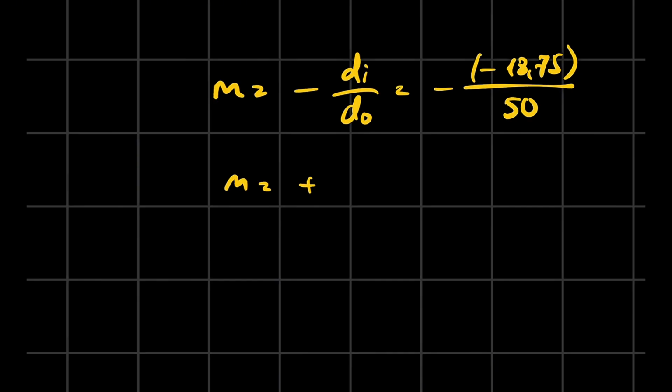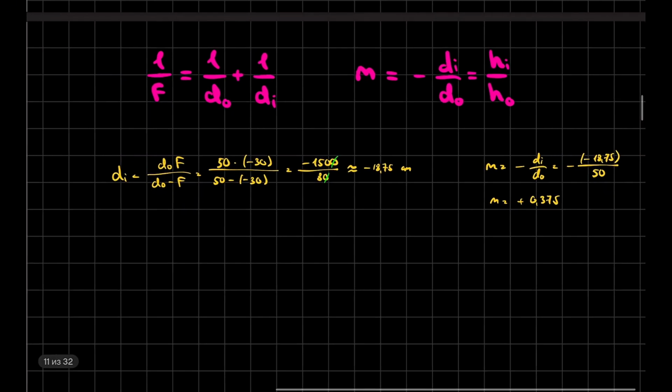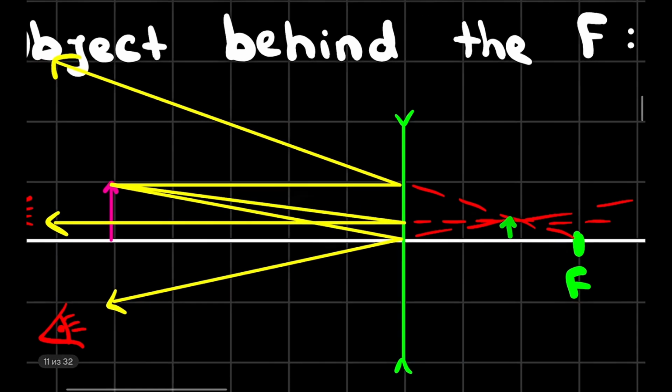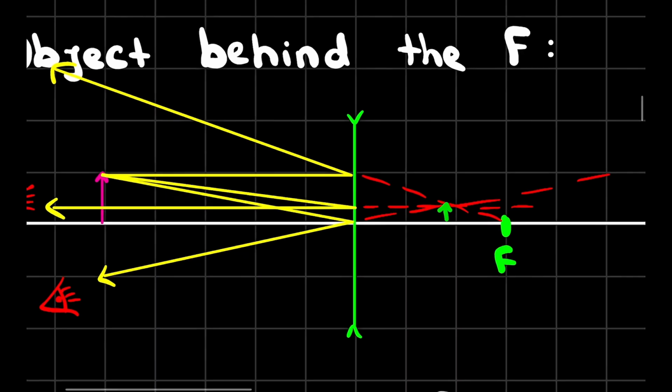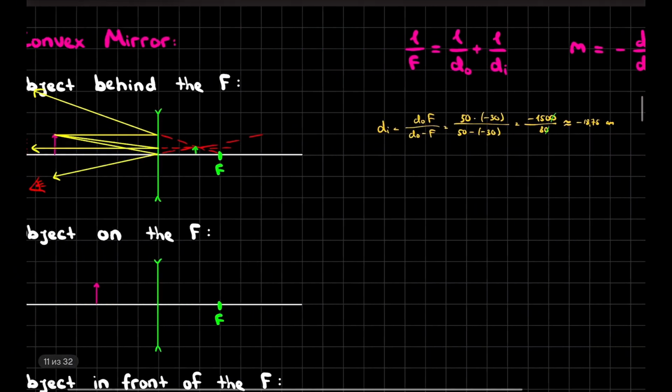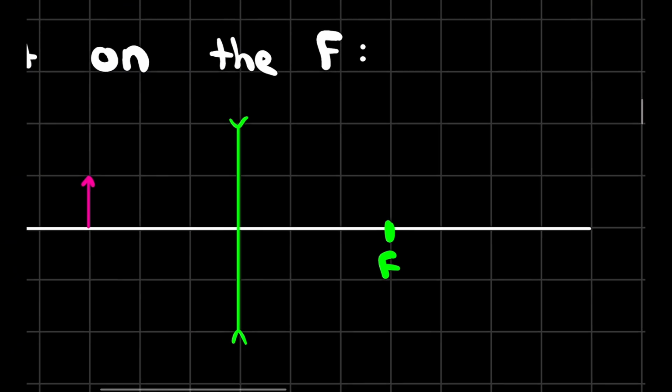If I calculate it right now, give me just one moment. 18.75 divided by 50 is 0.375, which means that it has shrunk probably 3 times. It's almost 3 times smaller, a little bit more than 3 times smaller, but almost there. And positive does not mean that it got bigger. Positive only means that it's an upright image. Good. Both of the logics are correct. It means that we're in the correct direction.